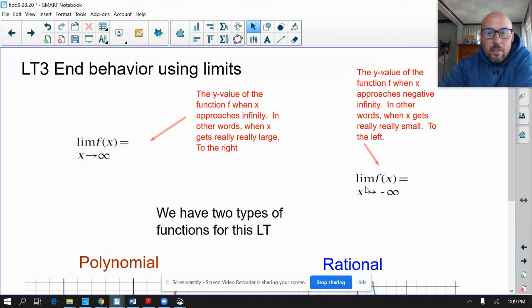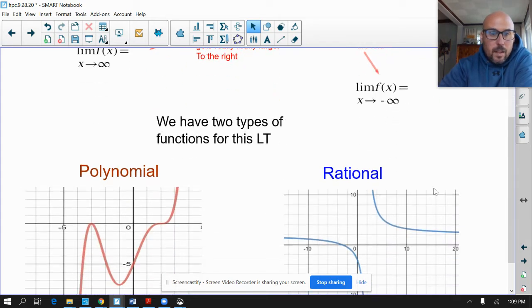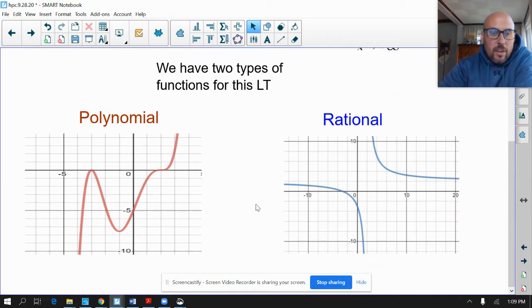And then the other side too, when x approaches negative infinity, so when you look to the left, what y value is being approached? And there are basically two families that you're responsible for, polynomials and rationals. So this example really quick, this polynomial, there's a turning point here, 1, 2, and then a little inflection point here. So it's a third degree polynomial, maybe a fifth degree polynomial actually.